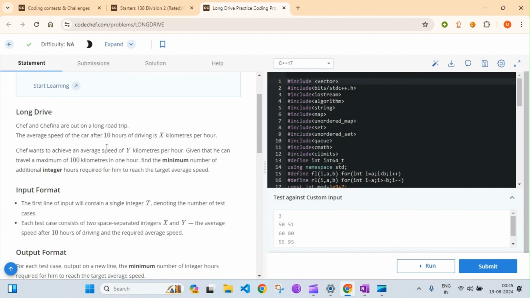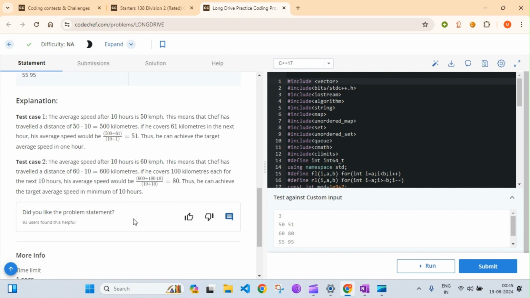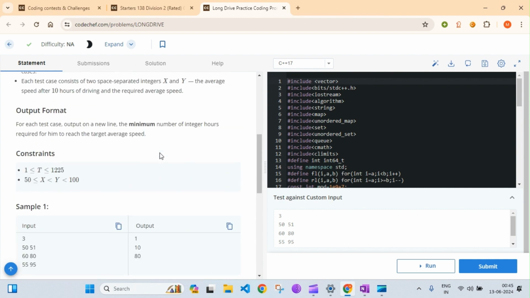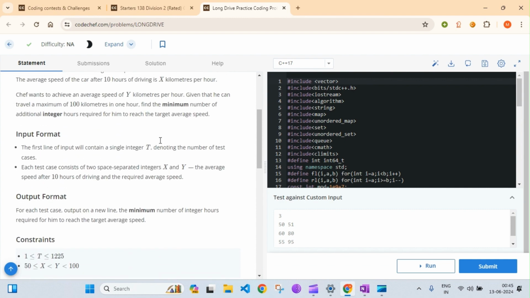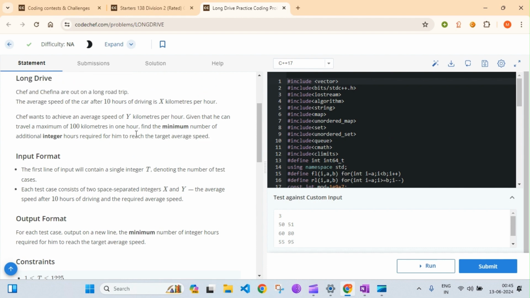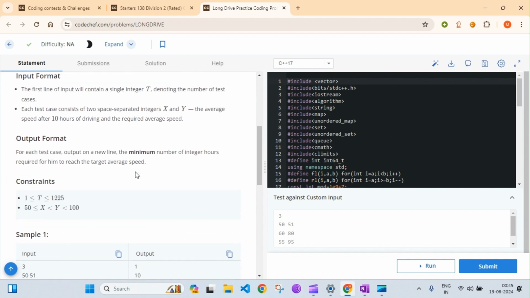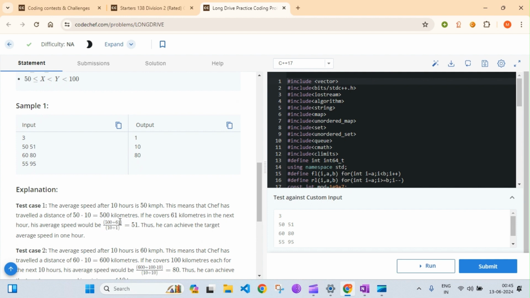So this one was also a pretty easy one, like the average speed of the car. Just have to go through the formula they have applied here, and since they are asking for the minimum number of additional integers required, what I did was try a binary search over this. So quickly, if I explain, this formula is basically what we are calculating for.